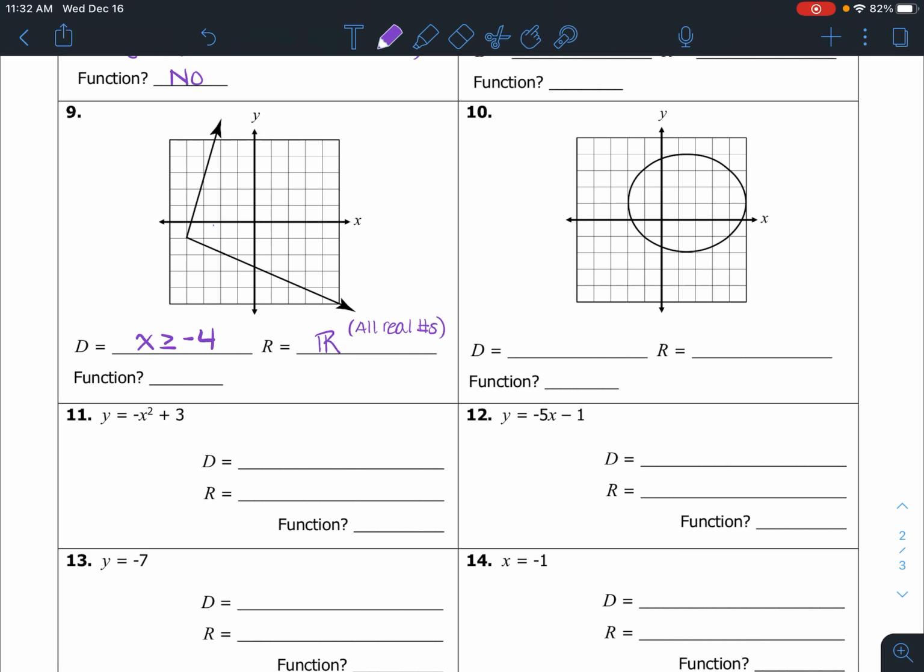Now, is this a function? If you draw a vertical line, yes, this will hit twice. So is it a function? No.